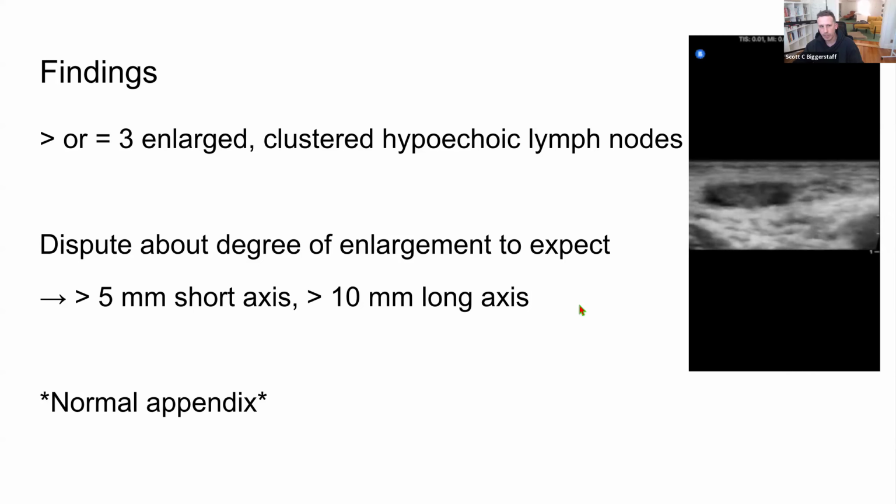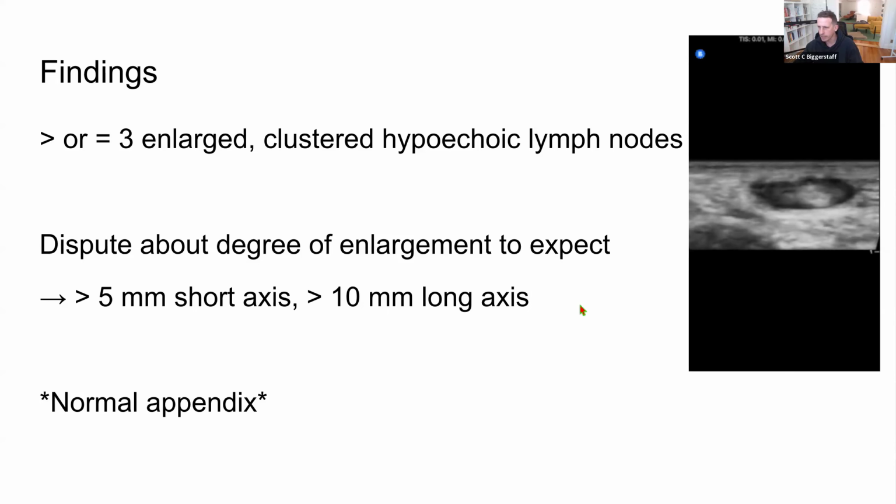There was a lot of dispute in the literature about what constitutes normal versus abnormal size, especially in the abdomen. And it looked to me like greater than a centimeter in the long axis and about a half a centimeter in the short axis was essentially relatively safe for calling it enlarged. But again, I don't think that that's widely agreed upon.